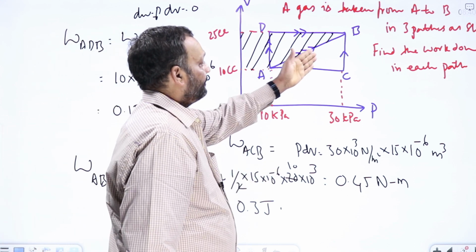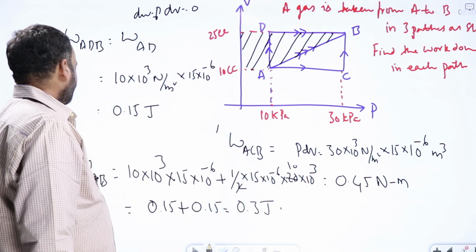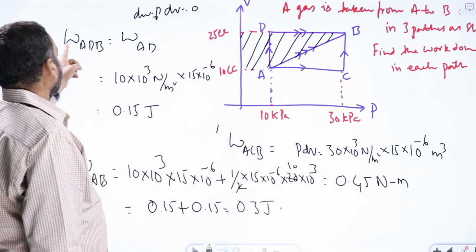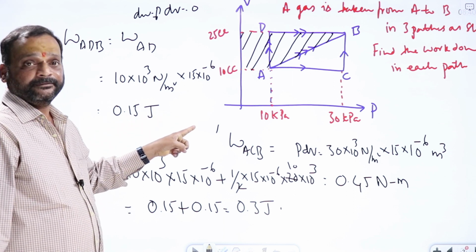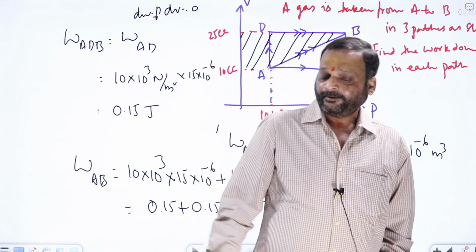Work done in the three parts are given like this. WACB is 0.45, WAB is 0.3 joules, and WADB is 0.15 joule. We'll go to the next problem.